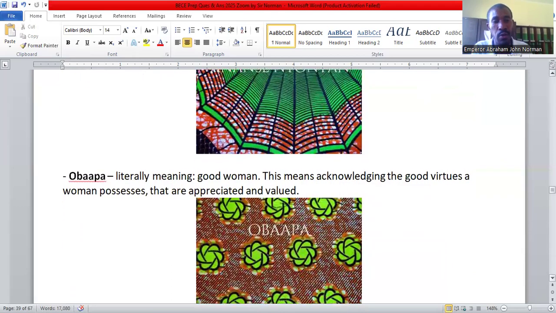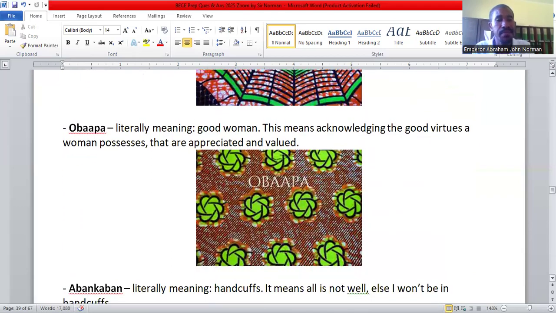Then we have another cloth we call Obapa, which literally means good woman. This means acknowledging the good virtues of a woman. So you can buy this cloth for your wife or for your mother. If your mother is a very good woman, your wife is a very good woman, you can buy this cloth for her.